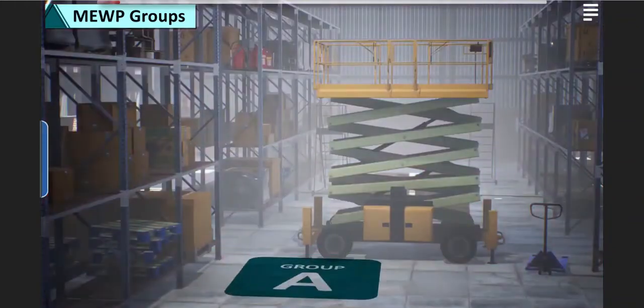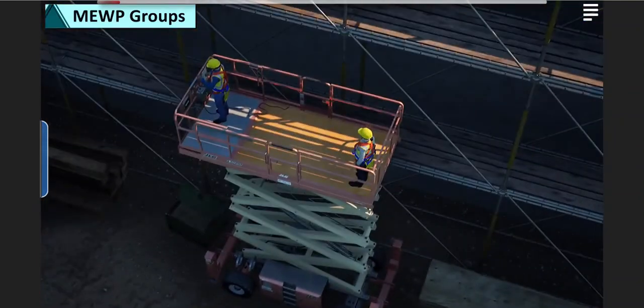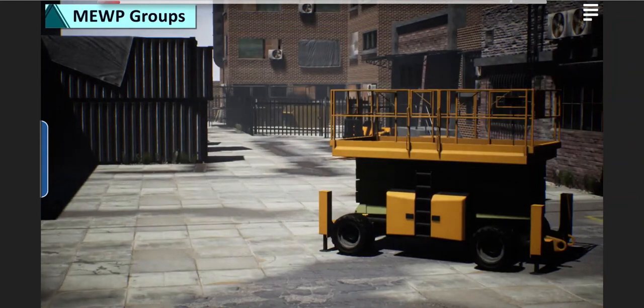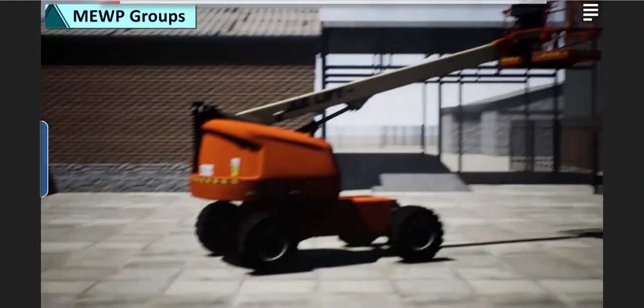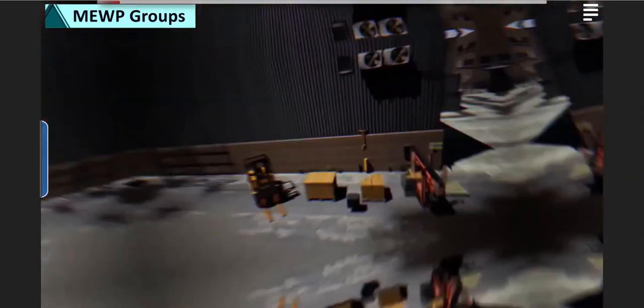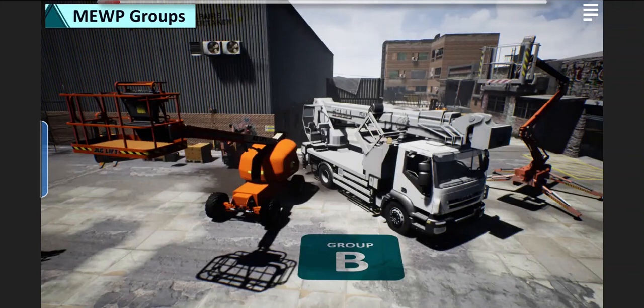Group A MEWPs are those where the work platform is not meant to extend beyond the tipping lines of the MEWP. Tipping lines must be determined by the manufacturer, but generally this means the platform only goes straight up and down or does not articulate further than the outriggers. Examples of Group A MEWPs are scissor lifts and vertical lifts. Group B MEWPs are those designed to allow the work platform to extend beyond the tipping lines. Examples of Group B MEWPs are telescoping and articulating boom lifts.